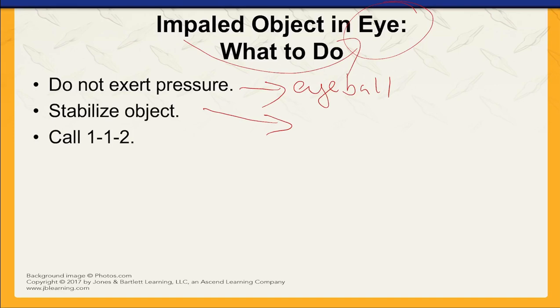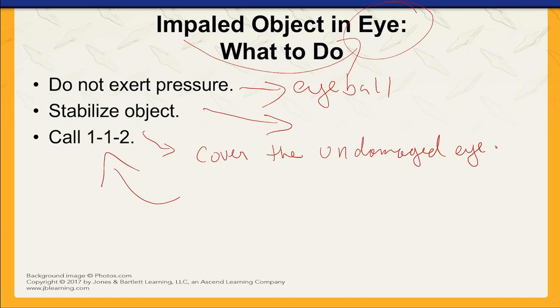Aside from that, you also want to, a lot of people forget this, you also want to cover the undamaged eye. Okay, you also want to cover the undamaged eye. And then of course, last but not least, you want to activate EMS, pick up the phone, call 112, whatever your emergency number is to call, 911 perhaps.